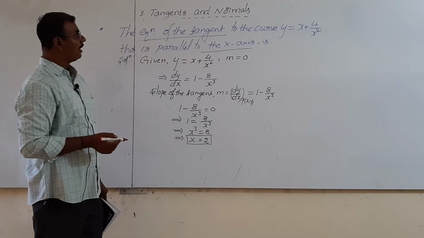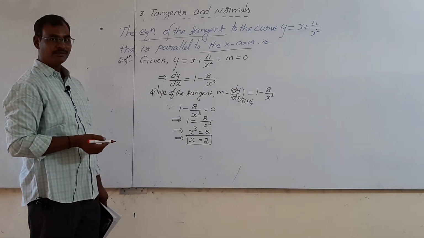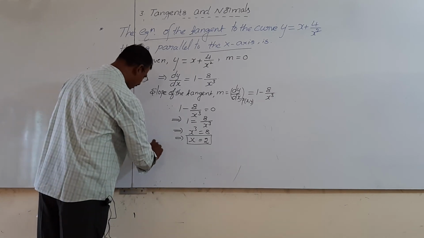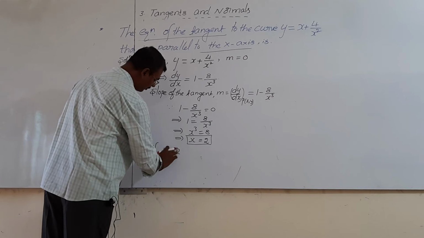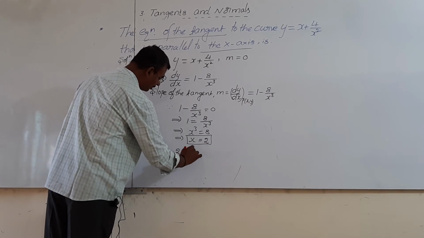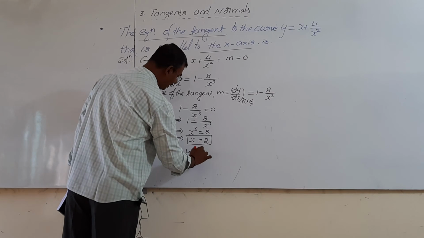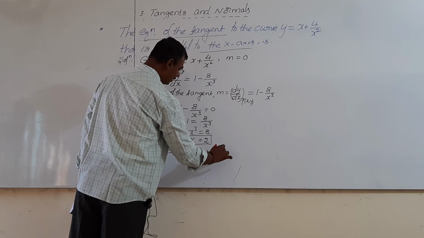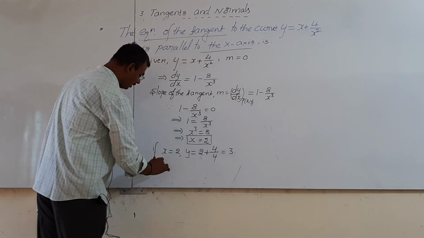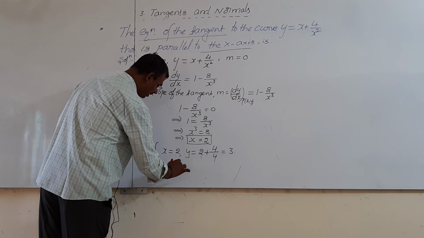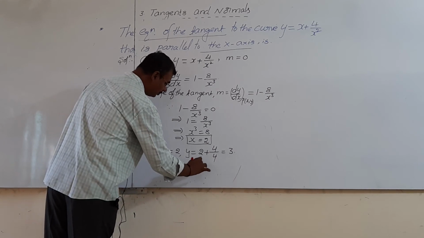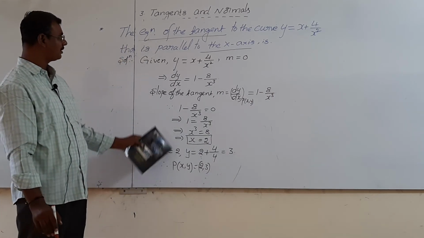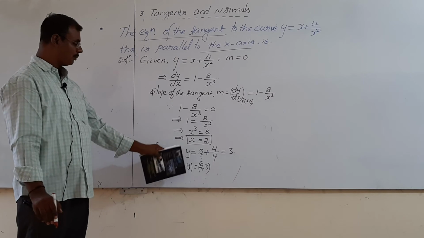If you know the x value, can you find y? Yes, from the curve. So if x is equal to 2, then y is equal to 2 plus 4 divided by 2 square, which is 4. This is equal to 3. Therefore the required point is 2 comma 3. Now do you get the point? Yes. So we know the slope and the point.